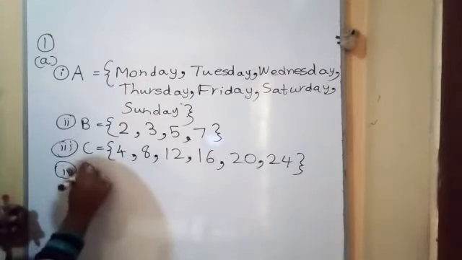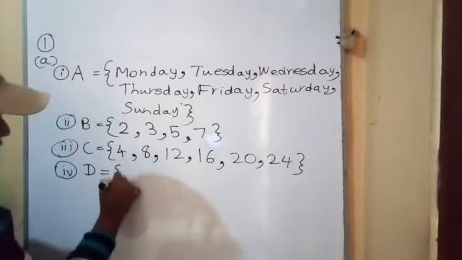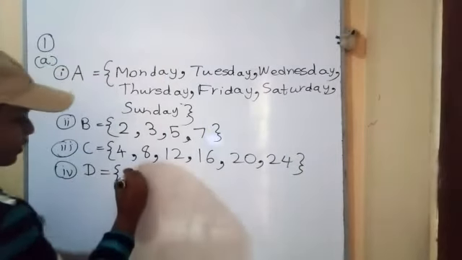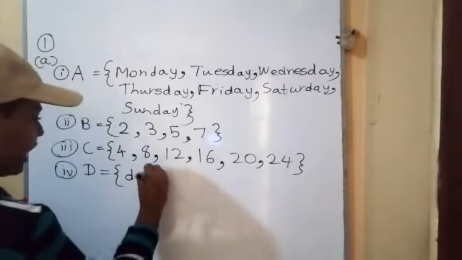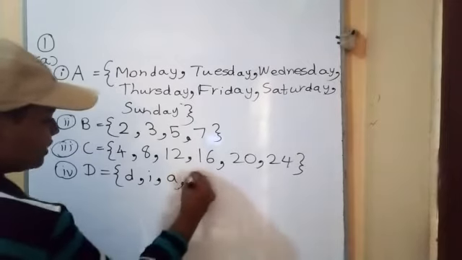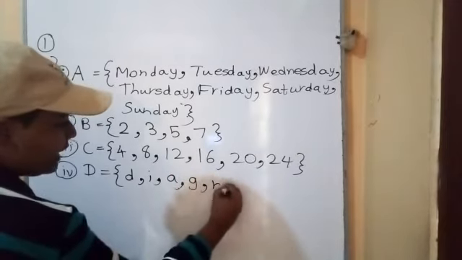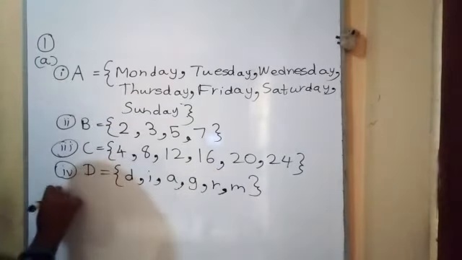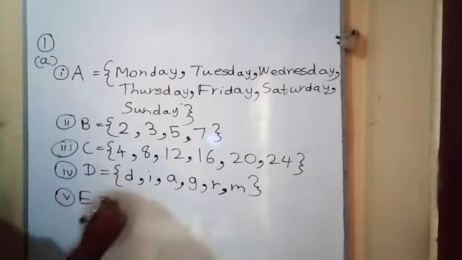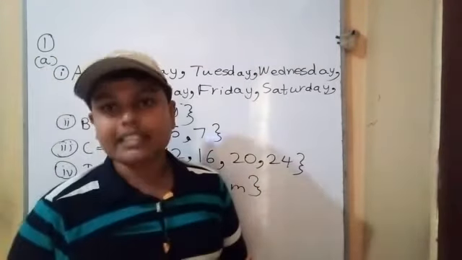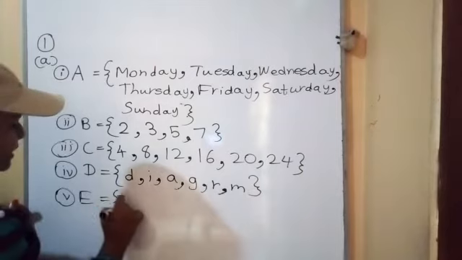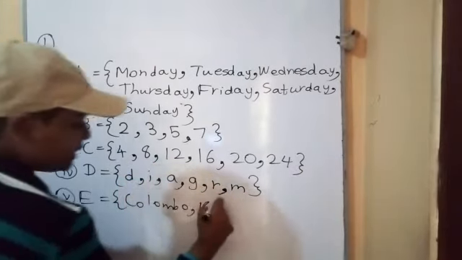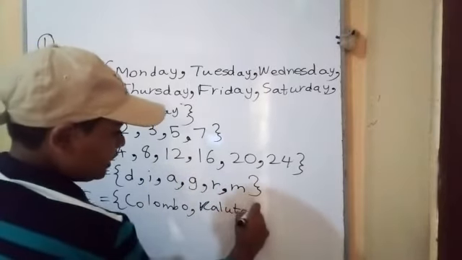Fourth one, D, the letters of the word diagram. What are the letters of the word diagram? D, I, A, G, R, again A, we can't skip that, and M. These are the letters. Now the fifth one, E. What are the districts of the Western Province? Colombo, Kalutara, Gampaha.